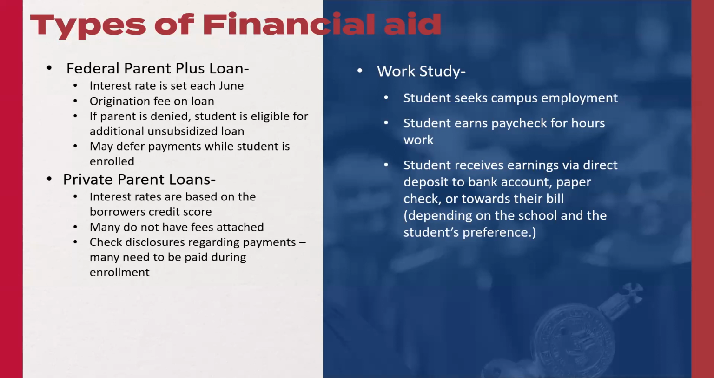The last type of financial aid is work study. Students often are allowed to work on campus to earn money to help pay for their cost of attendance or any other discretionary costs that they have. The student earns money for the hours that they worked, and then they can receive their payment in a variety of forms depending on what the school offers.